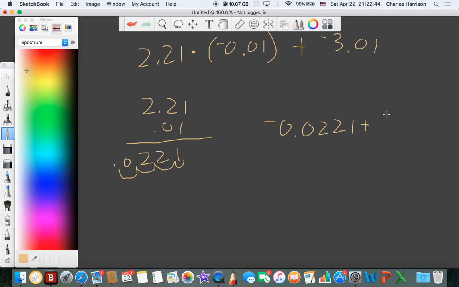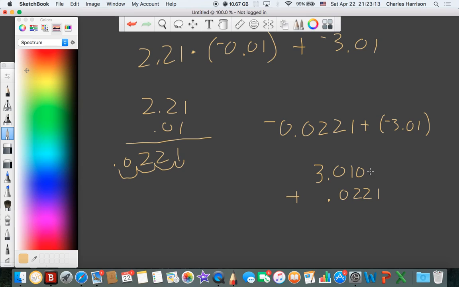a negative 3.01. So let's add those together. Because they're both negative, we can add them together and add the negative afterwards. So we have a negative 3.01. We'll put the negative there for right now. We'll add the negative later. I don't want to deal with the negative. So it's 3.01 plus 0.0221.